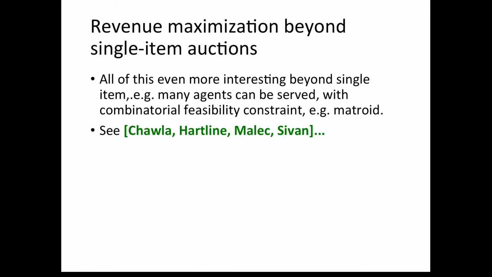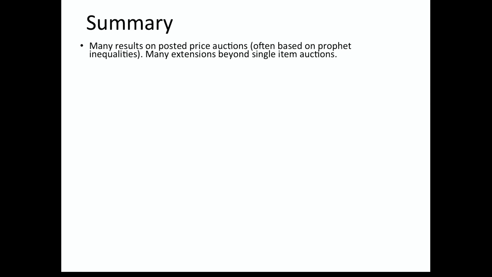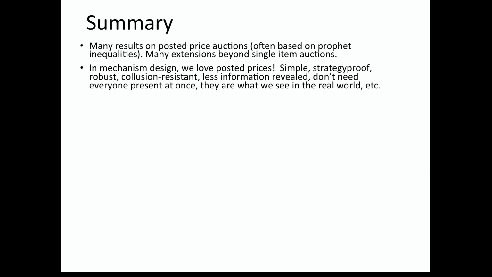So actually, this is all much more interesting in settings beyond single item. For example, if you consider many agents, for example, with a matroid feasibility constraint. But I'm not going to get into any of that. To summarize this little section on posted prices, there are many results on posted price auctions, often based on prophet inequalities. They're beyond single item. I've mentioned all these many reasons we love posted prices in mechanism design.